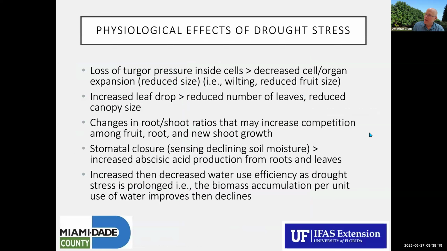So some of the physiological effects of drought stress include a loss of turgor inside the cells. And why is that important? Because if you lose turgor inside those cells, you end up with reduced size, whether it's leaves or whether it's fruit. And so it becomes very important, especially if you're looking to have the fruit get larger. It can also increase leaf drop, so you end up with fewer leaves, a smaller canopy, a less efficient canopy.